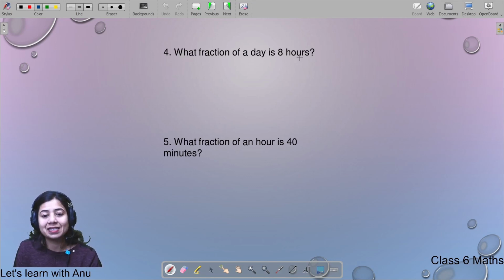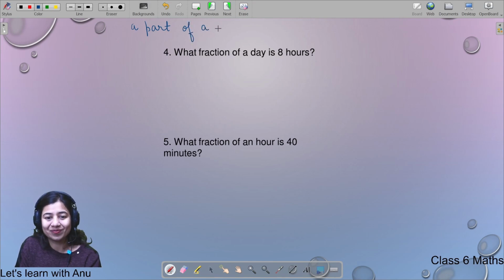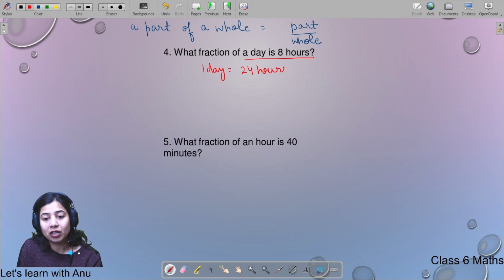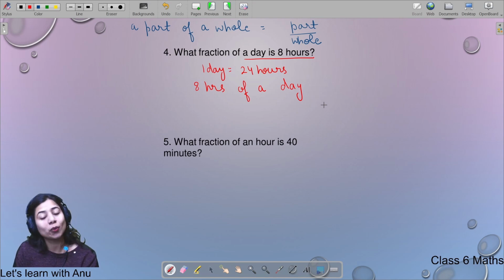What fraction of a day is 8 hours? What is basically a fraction, class? Let's just write it again. A part of a whole, right? So we write it like this, part of a whole. So now let's do it. So here the question is, what fraction of a day is 8 hours. We know that in one day we have 24 hours, right? So the whole is the day. So they are asking 8 hours of a day. A day means 24 hours.